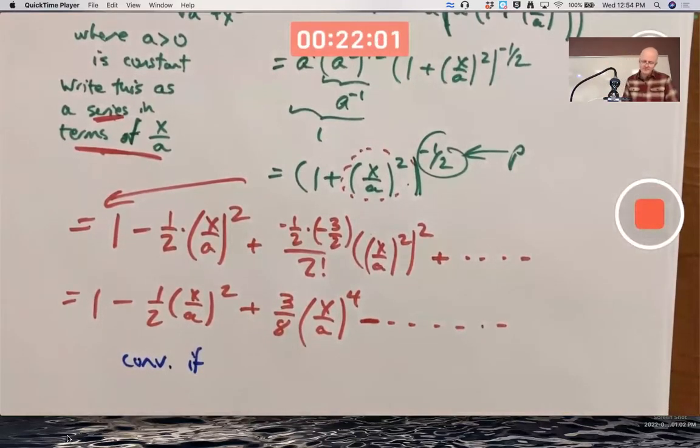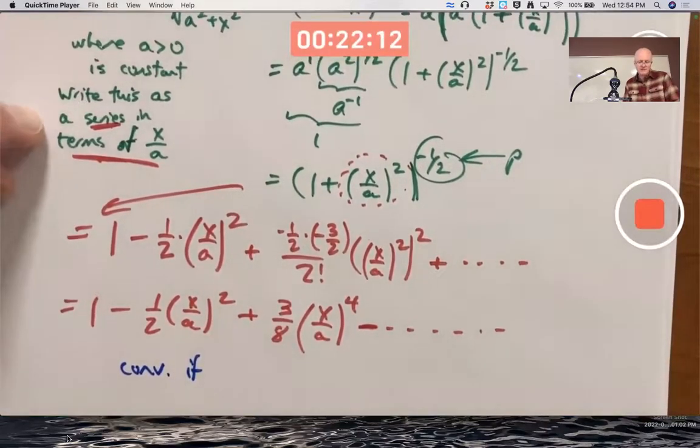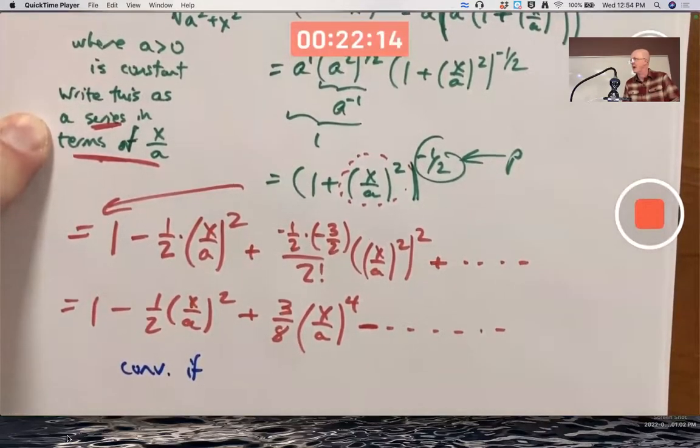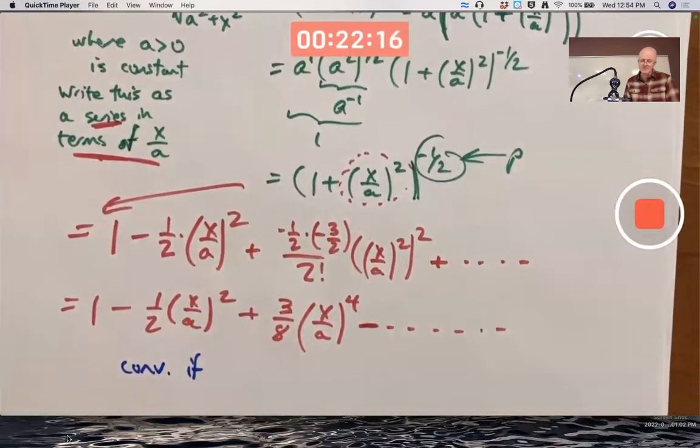Question? It would not be wrong. I'm trying to go more with the book's spirit of writing it in terms of powers of x over a. Right. Yeah.